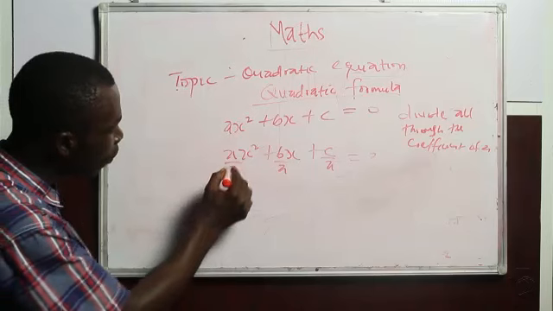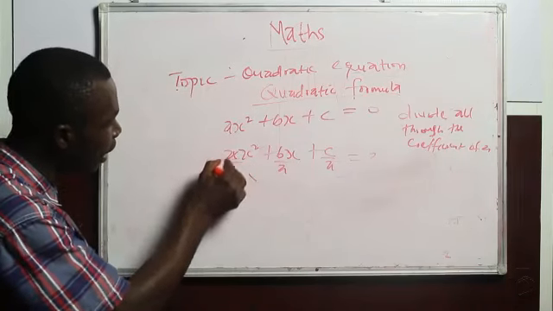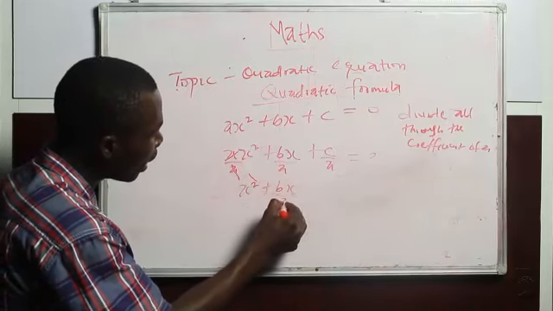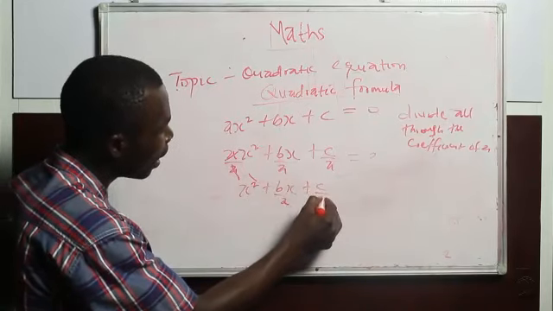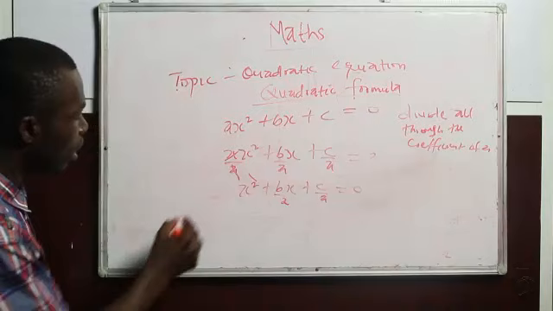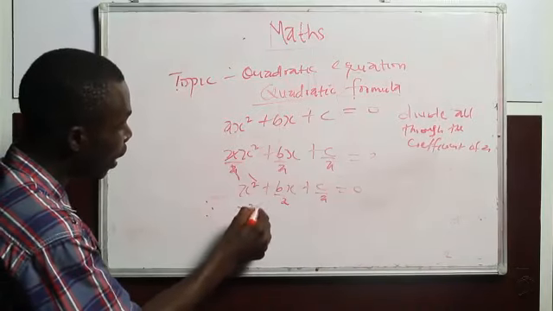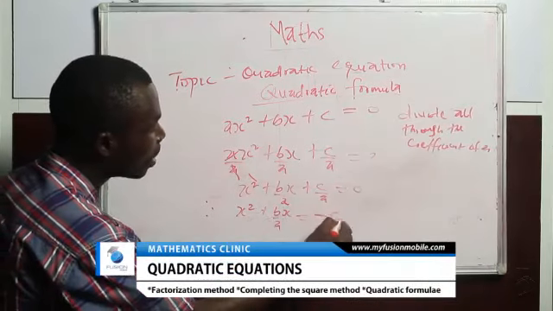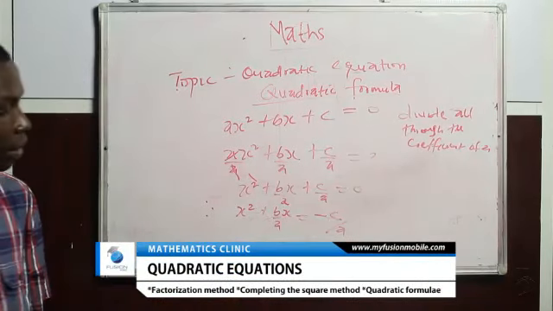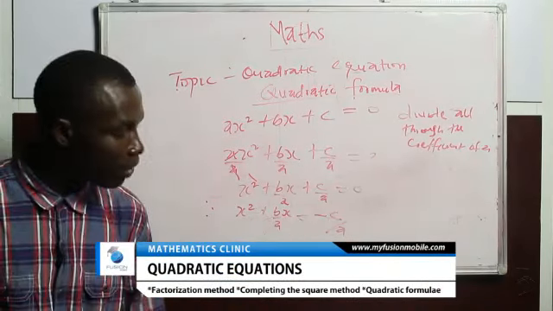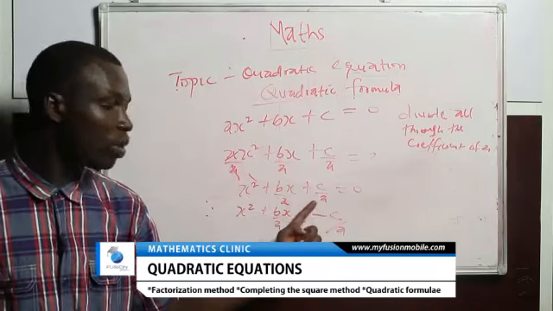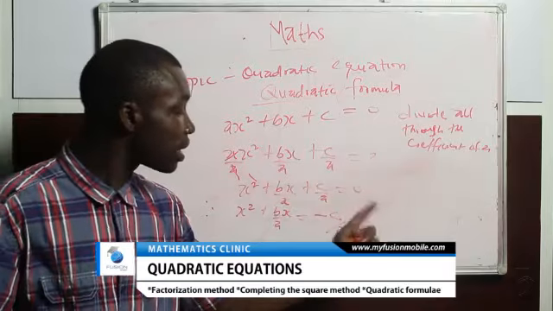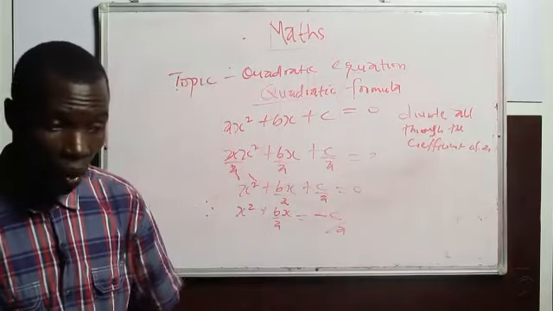Now, thereafter we have a cancel a here. We have x squared plus bx over a plus c over a equal to 0. Therefore, x squared plus bx over a is equal to minus c over a. How do we have minus c over a? We transfer our constant term of c over a, cross the equality sign and turn to minus c over a.